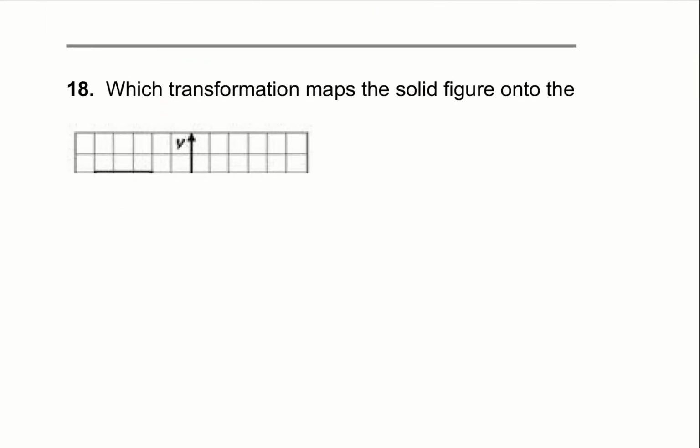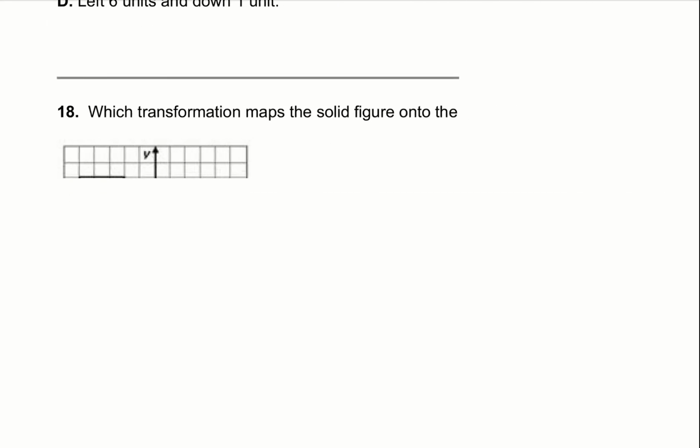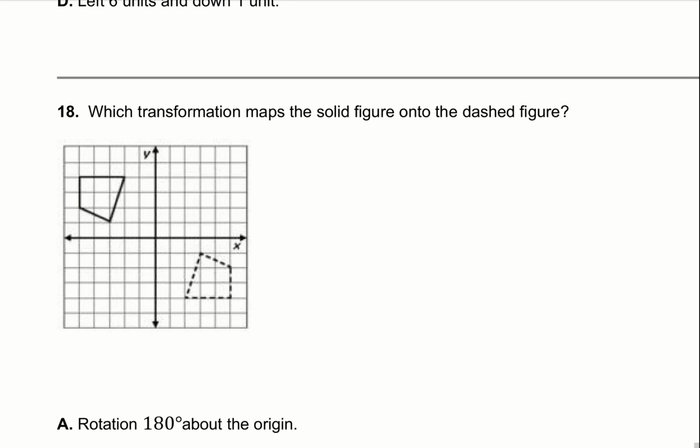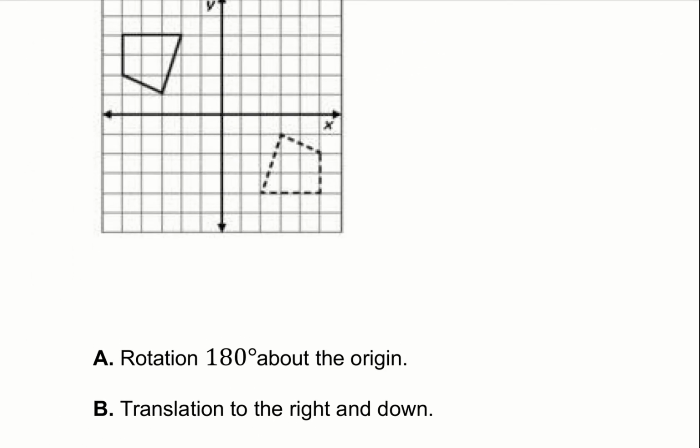Which transformation maps the solid figure onto the dashed figure? Okay, so let's look at the rotation 180 degrees about the origin. Let's see if that works. I'm going to take this coordinate here about the origin and rotate it 180 degrees. That looks like the same distance, right? These are the same distance, and 180 degrees, which is half of a circle, takes me there. If I do another half circle right there, that'll take me to that point. This looks good so far.